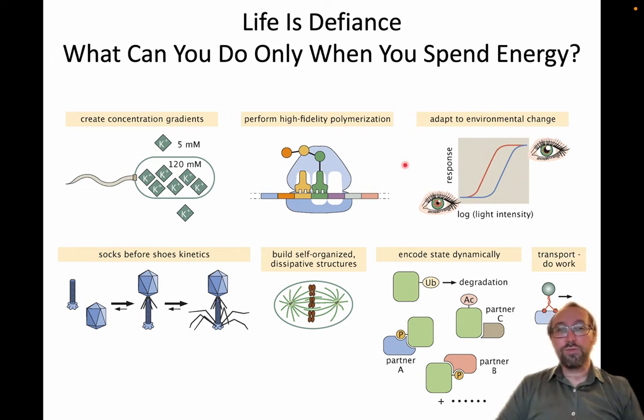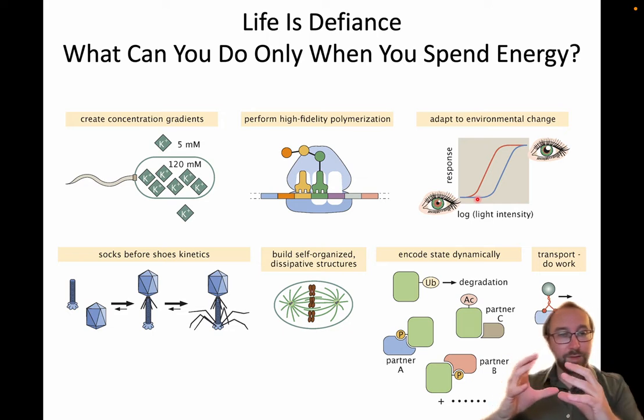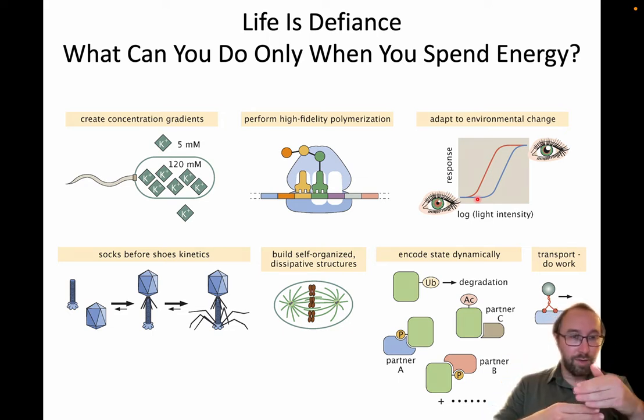You can use energy to adapt to environmental changes, and so here what I'm showing you is the response of the eye in response to the intensity of light. And basically, our eyes can adapt. If you're in a situation that is very bright, the eyes adapt so that they can see small changes from that baseline that is very bright. And if you're in a very dim environment, after a while your eyes adapt such that now you can see small changes within that baseline of a dark environment. And in order to do this sort of adaptation, you need to spend energy.